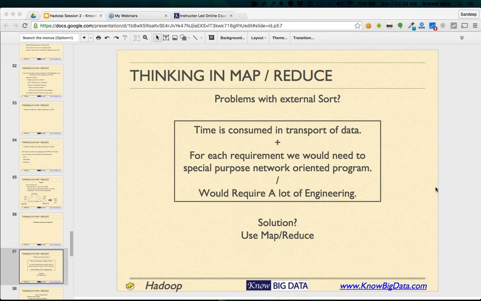So is everyone with me? Was I able to establish that using MapReduce might solve the problem?